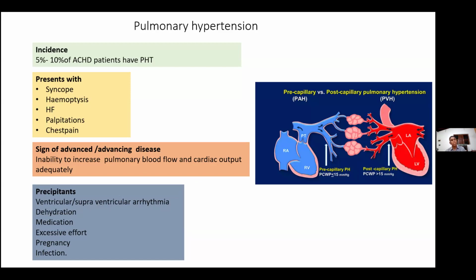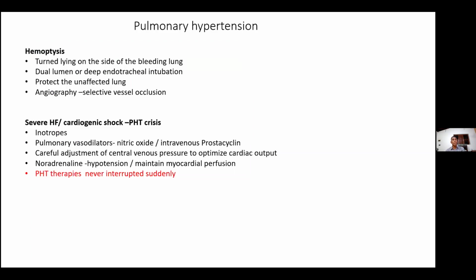And what are the precipitants? They can have arrhythmias, dehydration, medication-induced pulmonary hypertension, excessive effort, that is exercise. Pregnancy, you have to be very careful. It can precipitate or exacerbate the pulmonary hypertension. That is why we advise them not to go for pregnancy. And infection also can aggravate pulmonary hypertension, especially lung infection.